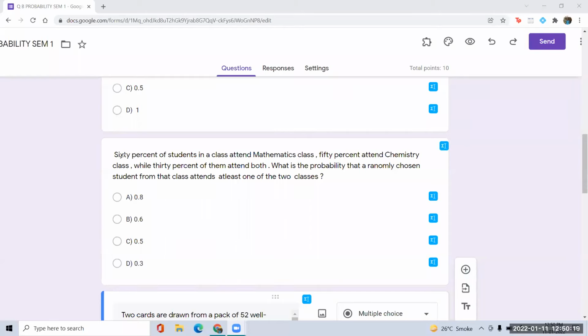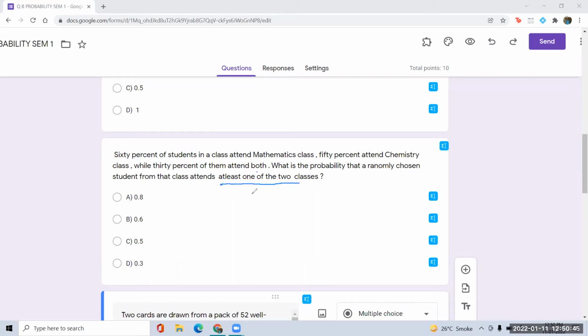Next example. It's a word problem. 60% of students in a class attend mathematics class. 50% attend chemistry class, while 30% of them attend both. What is the probability that a randomly chosen student from that class attends at least one of the two classes?